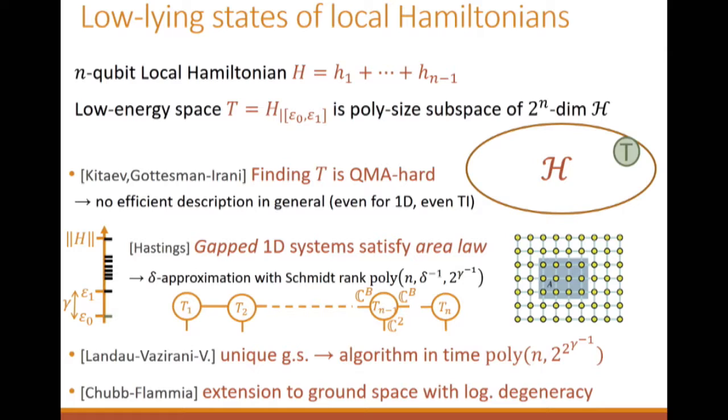And this was extended by Chubb and Flammia, I think last year or two years ago also. They showed that this can be extended in the same regime for the gap, but even if there's a little bit of degeneracy. So if the ground state is not unique, but there's a logarithmic degeneracy.